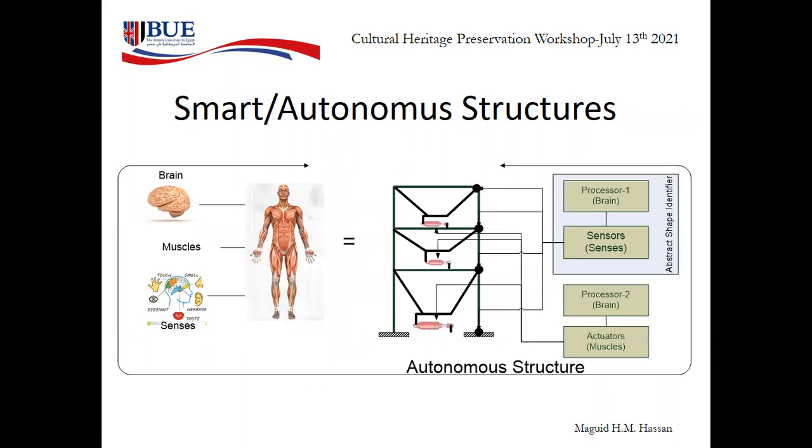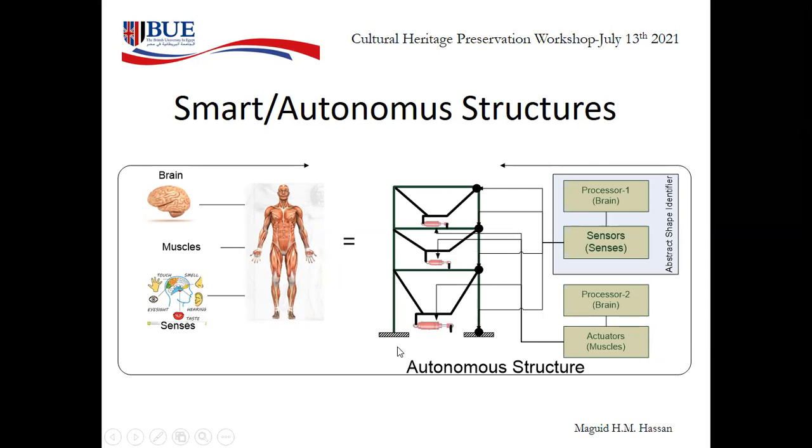Now, the main concepts of such a system come from a comparison between a structure and maybe a human body, and that's what we refer to as a smart structure or an autonomous structure. So the human body has three main components, which are the brain, which we can refer to as a processing unit, muscles, and several senses.